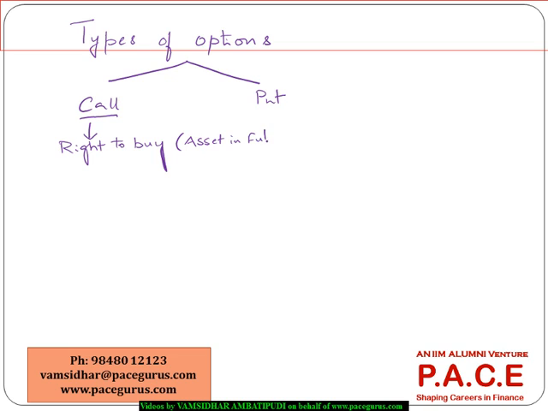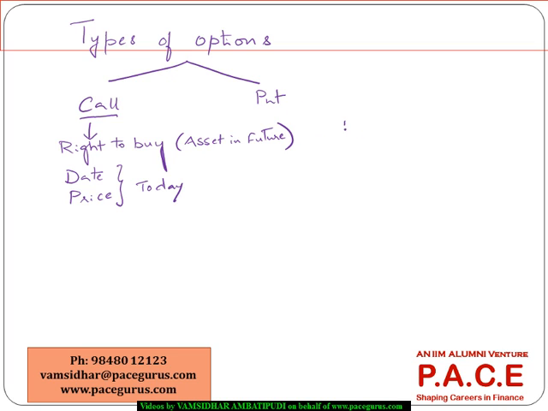If he wants, he can buy. It's his right to buy the asset in future, within a particular date and at a price, which are typically decided upon today itself. On the day of entry into the option contract itself, these two are agreed upon.